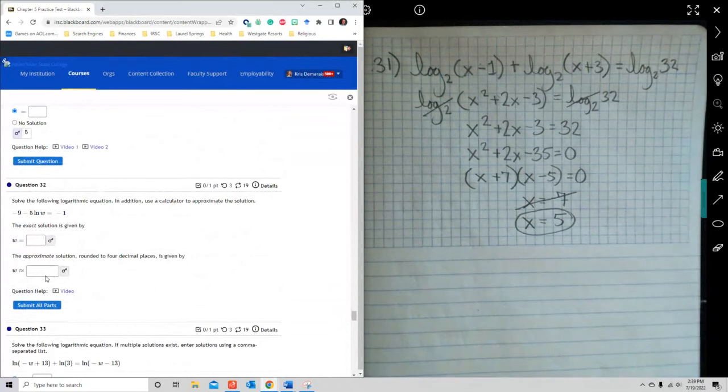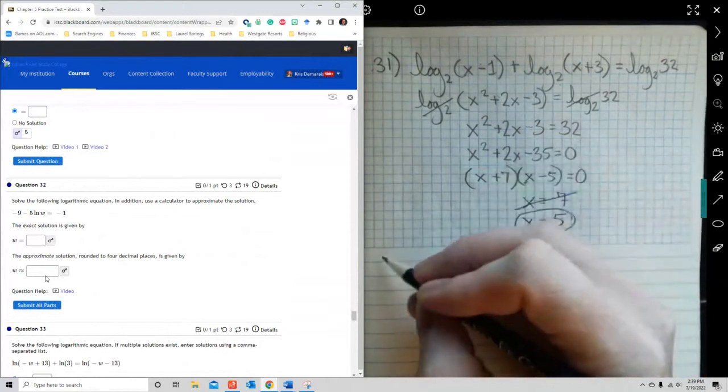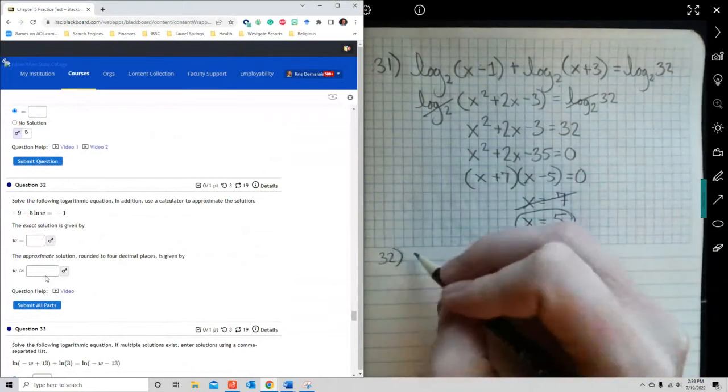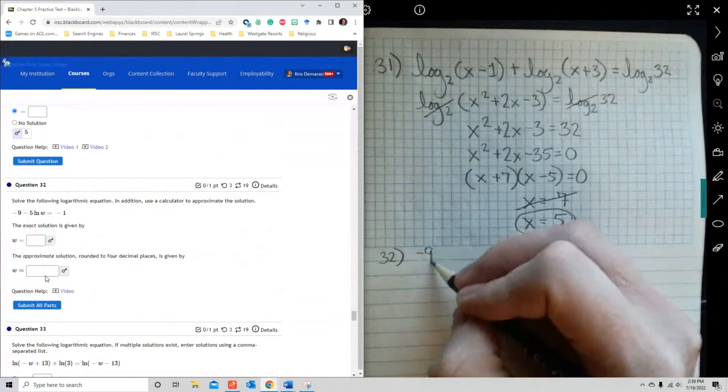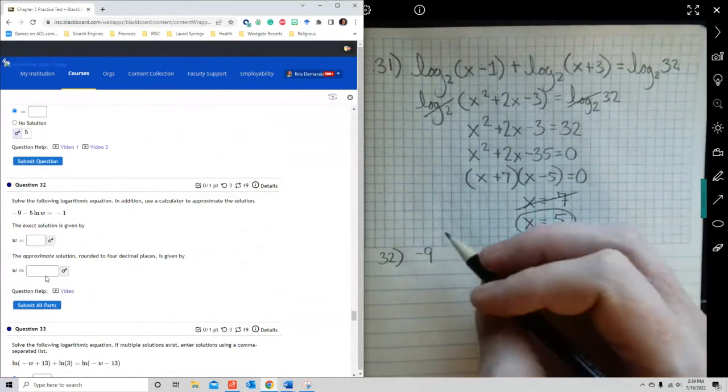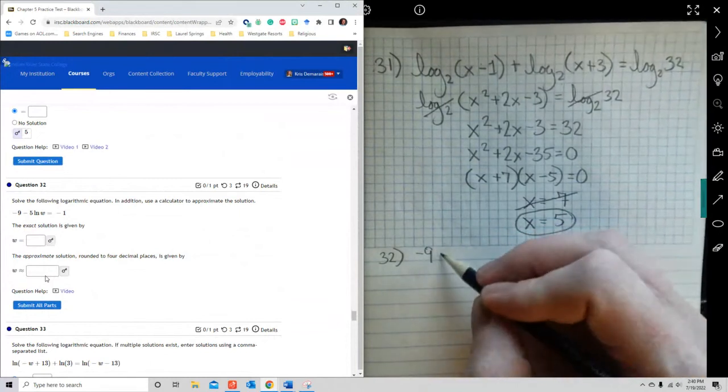Let's take a look at number 32. I'm going to sharpen my pencil. All right. Now, let's see this one. It wants us to solve the following logarithmic equation again.